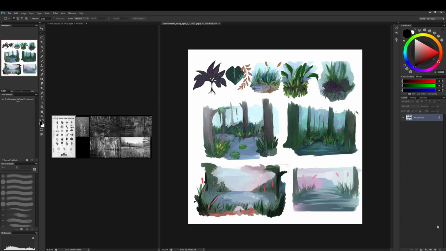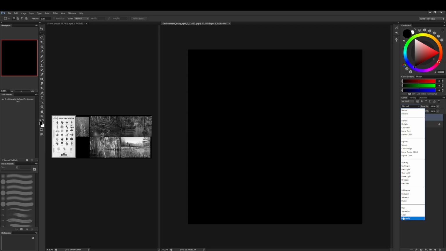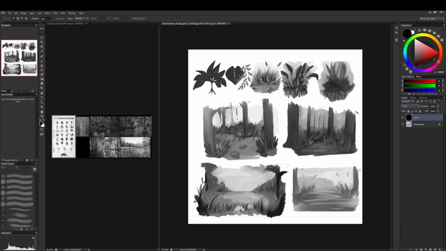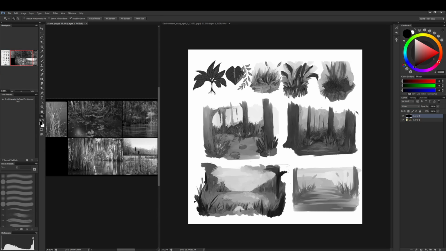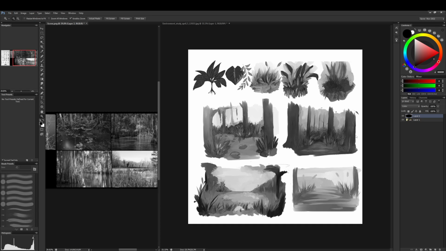I check is values. So let me just make a value layer so we can see some of the big things that we might be missing. So what do I notice with these environments compared to these? Generally, it's okay, but there's a lot of darks missing here in these darker ones, and there's a lot of lights missing in the lighter ones.